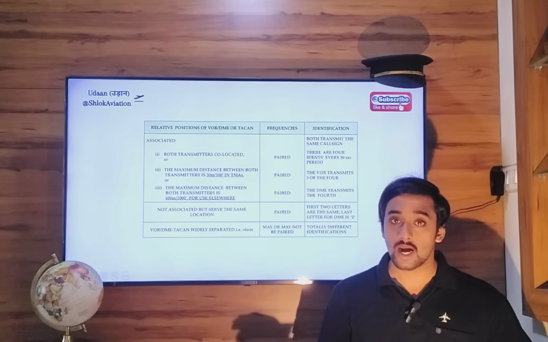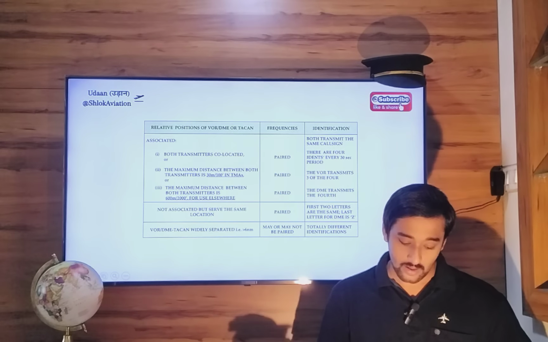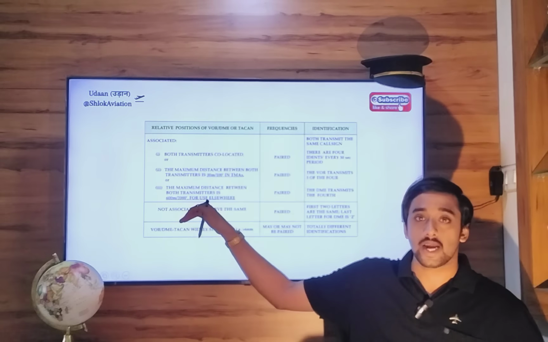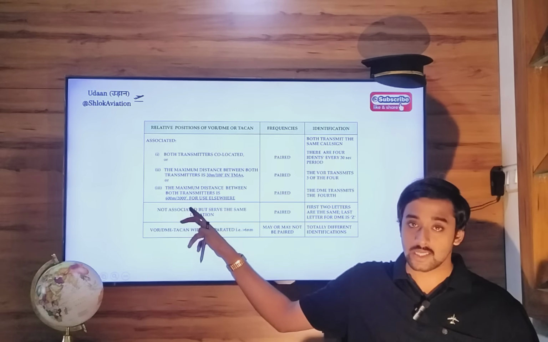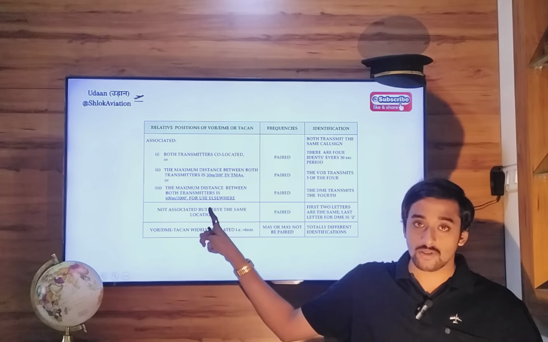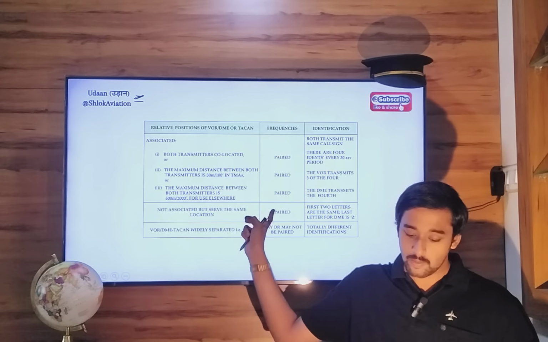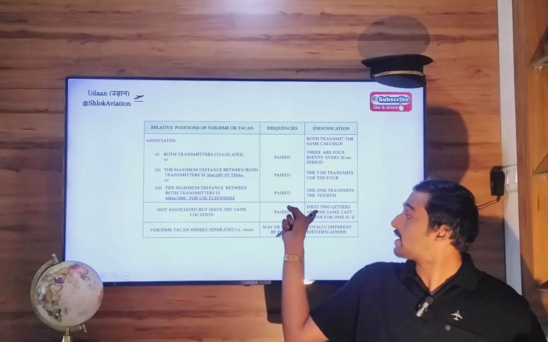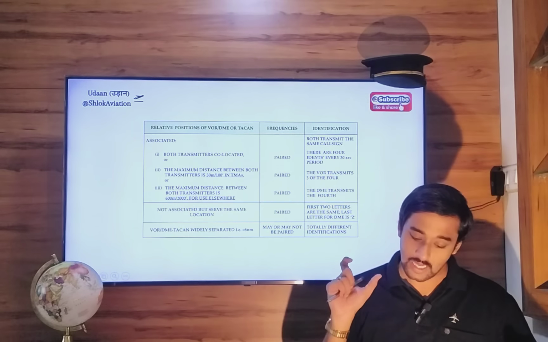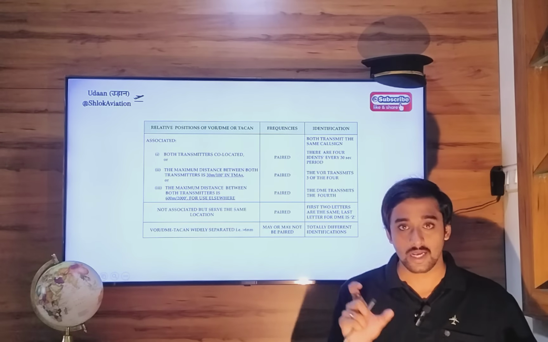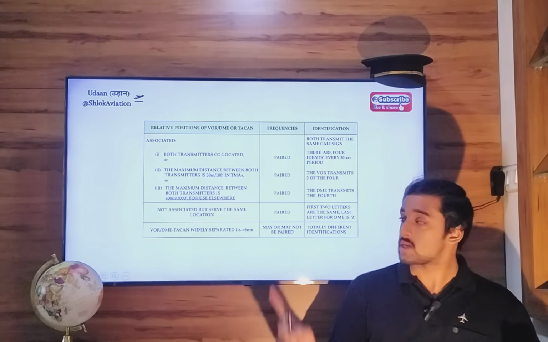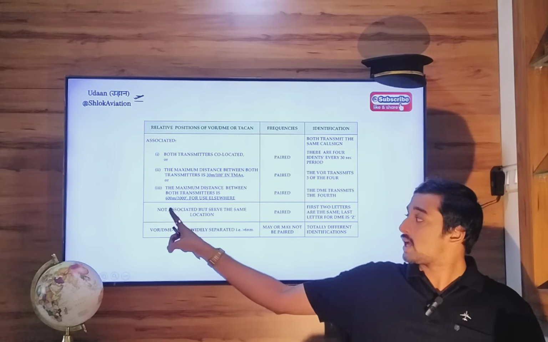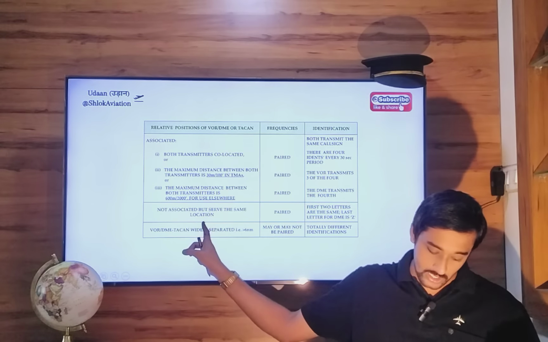Now they won't be regarded as associated if they do not follow any of these three criteria. Okay, so in that case they won't be regarded as associated. But if still they serve the same location, the frequencies will be paired, and in that case the first two letters of the identification are the same for VOR as well as DME, but the last letter for the DME identification will be Zulu, Z. Okay, if they are not associated but serve the same location.